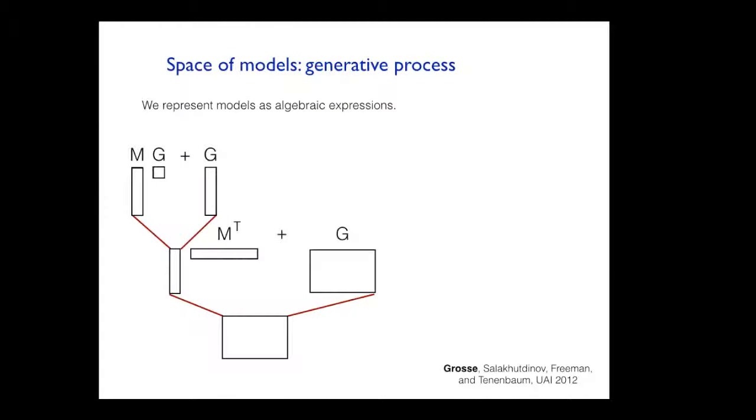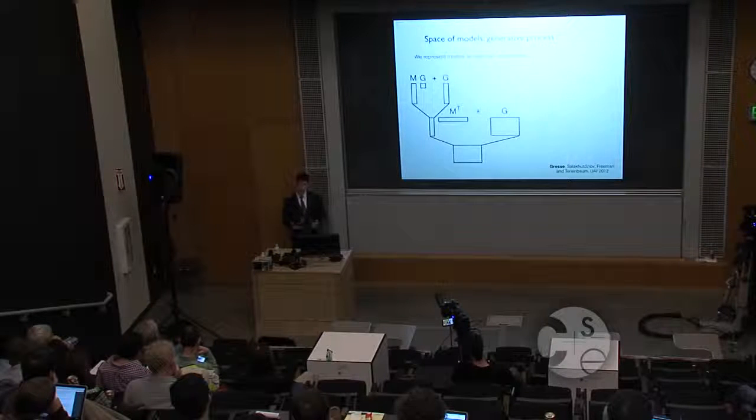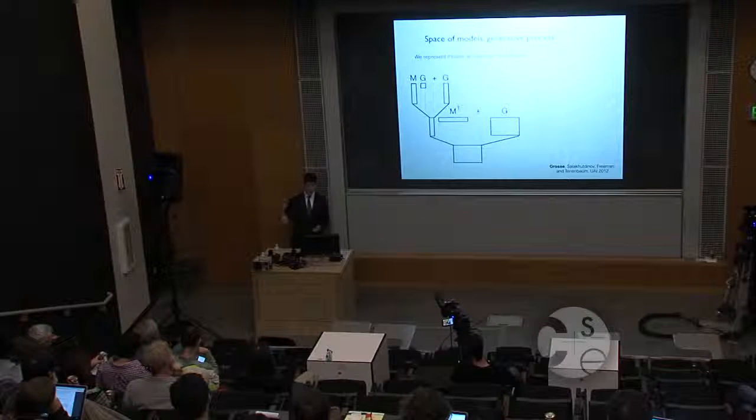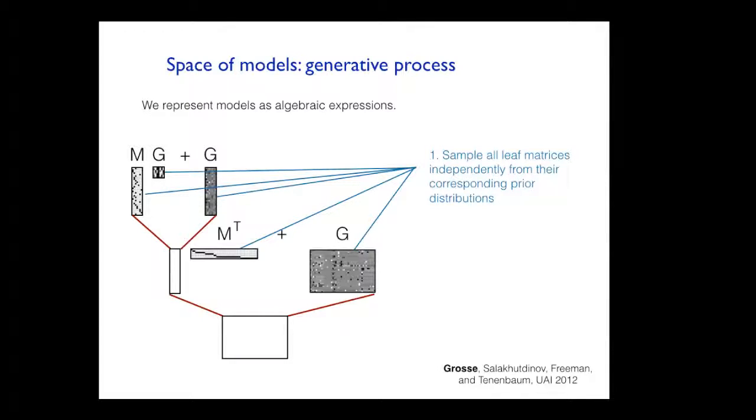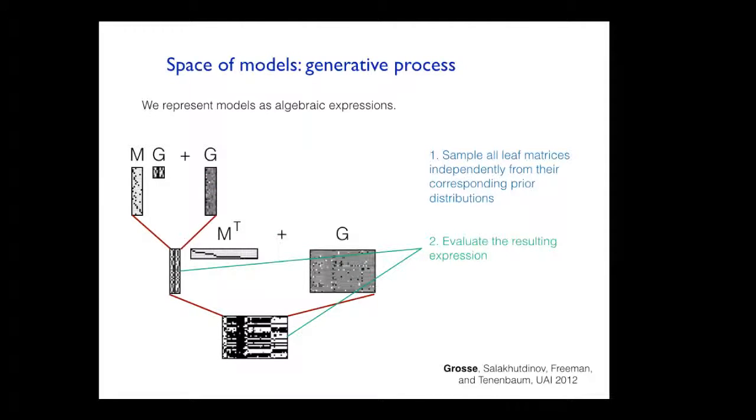So those are the building blocks, and we can build models out of these as algebraic expressions. And so here we have a co-clustering model. Remember, co-clustering is where you cluster both the rows and the columns. And this is represented as the algebraic expression, (MG + G) times (M^T + G). And the algebraic expression gives us a generative process for the data. And that generative process corresponds to first taking all of the leaf matrices in this expression and sampling them independently from their corresponding priors. And then we evaluate the resulting expression. And so this defines a joint distribution over the latent variables and the observations.